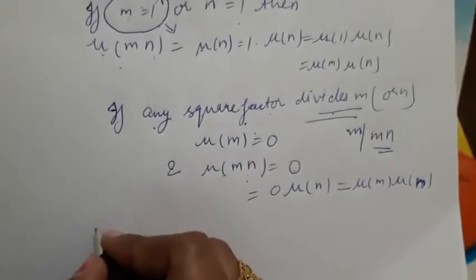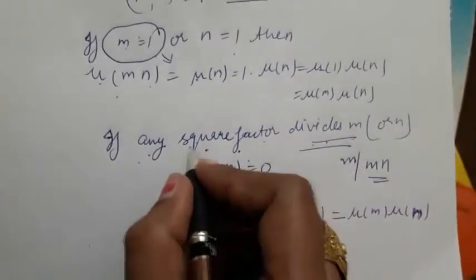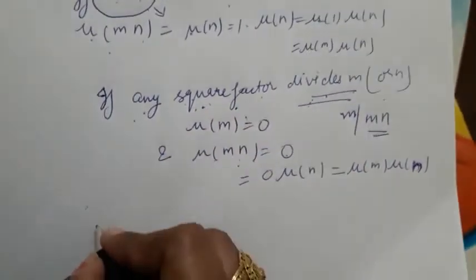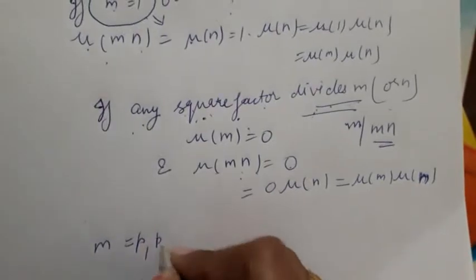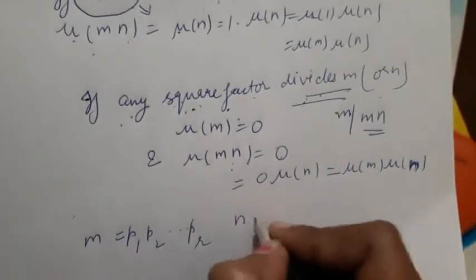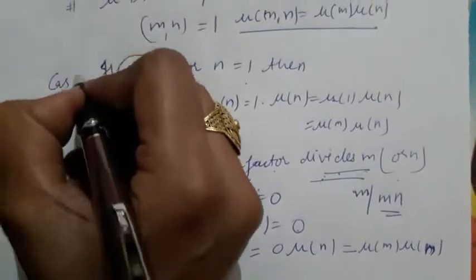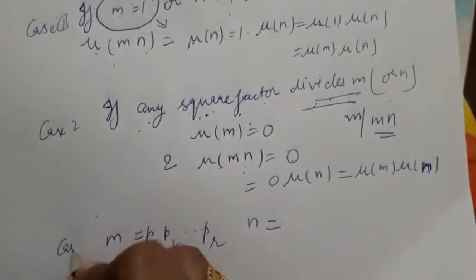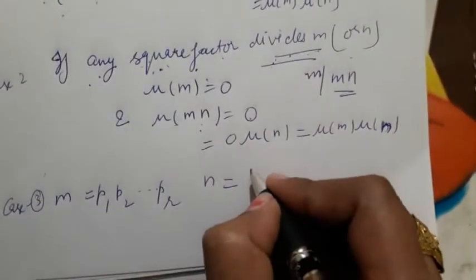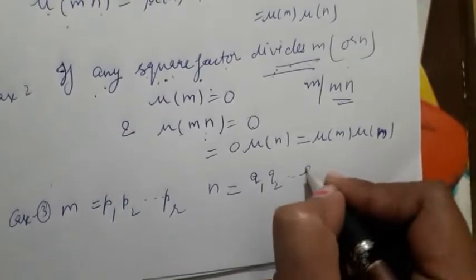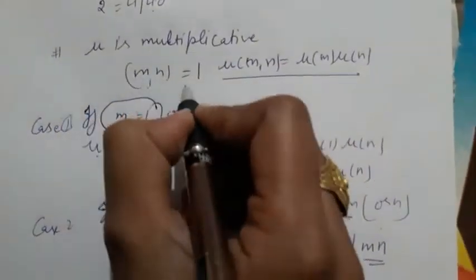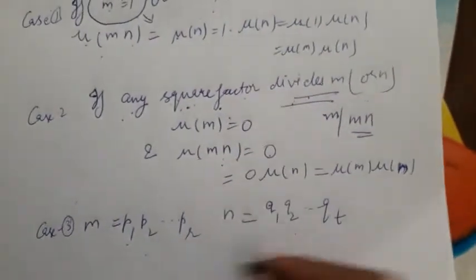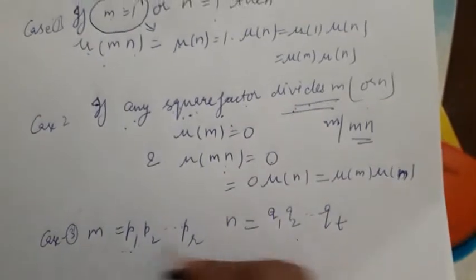So our last case is if both have no square factor. M does not have any square factor, n does not have any square factor. That means m can be written as product of distinct primes p1, p2, up to pr. N is also a product of distinct primes, that is q1, q2, up to qt. Also we are given their GCD is 1. That means no prime number is common in them. All the prime numbers p1, p2, pr, q1, q2, qt are distinct.